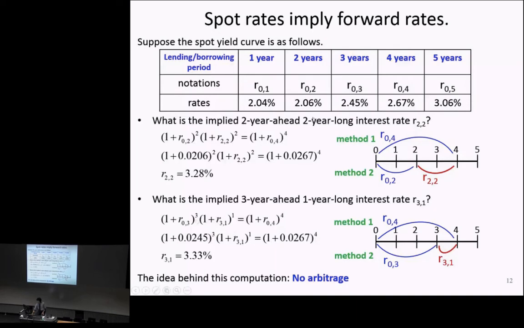We know the 3-year rate, that's 2.45%. We know the 4-year spot rate, that's 2.67%. So if we solve for R31, the 3-year ahead, 1 year long interest rate is 3.33%. Okay? It's not very difficult.